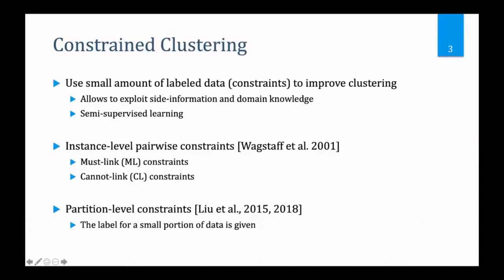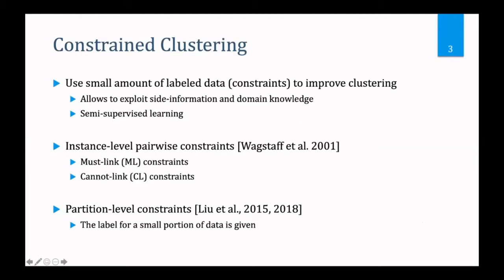The problem of constrained clustering consists of using a small amount of labeled data in the form of constraints to improve the clustering performance. Constrained clustering allows us to exploit side information and domain knowledge and is a form of semi-supervised learning.